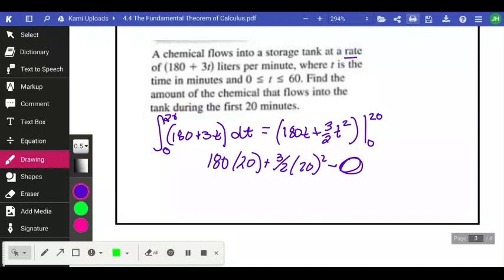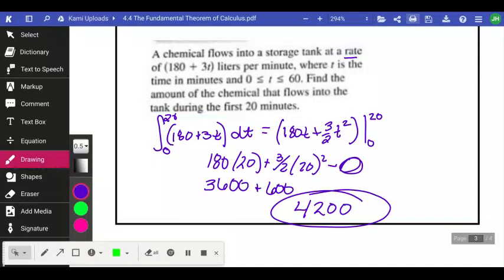20 squared is 400. So we will have 3,600 here. We will have 600 here. So 4,200. It says find the amount, so it'll be liters. Okay. Any questions on that?